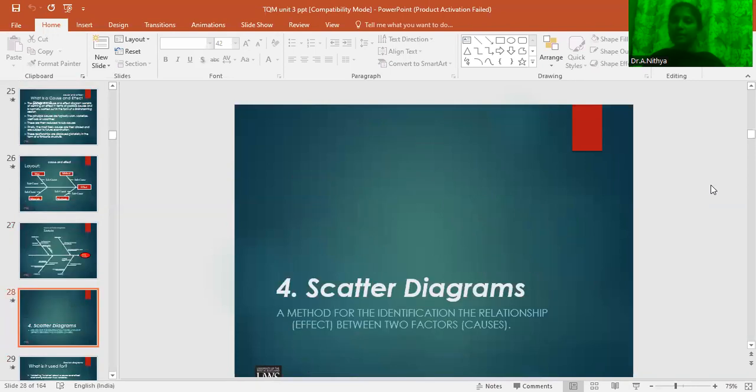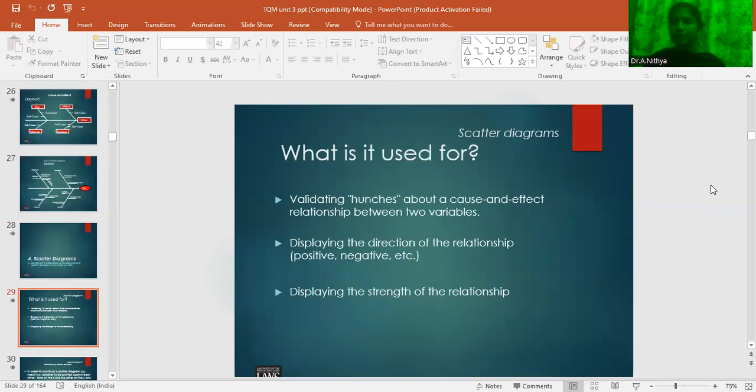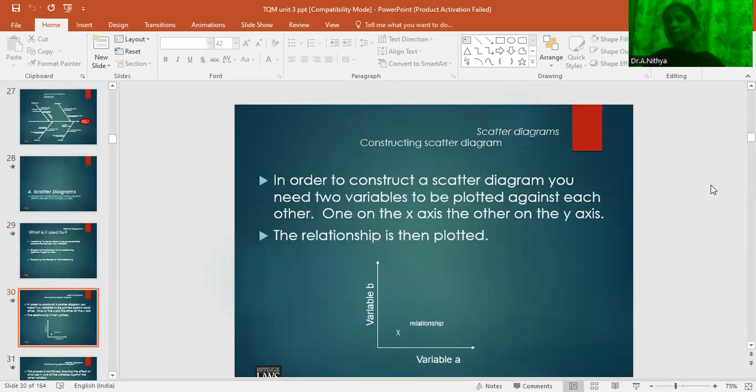Next is the scatter diagram. What is a scatter diagram? It is a method for identifying the relationship between two factors, that is, effect and cause. The purpose is depicting the relationship between two variables. It is used for displaying the direction of the relationship, which can be positive or negative correlation, validating hunches about the cause and effect relationship between two variables, and displaying the strength of the relationship.